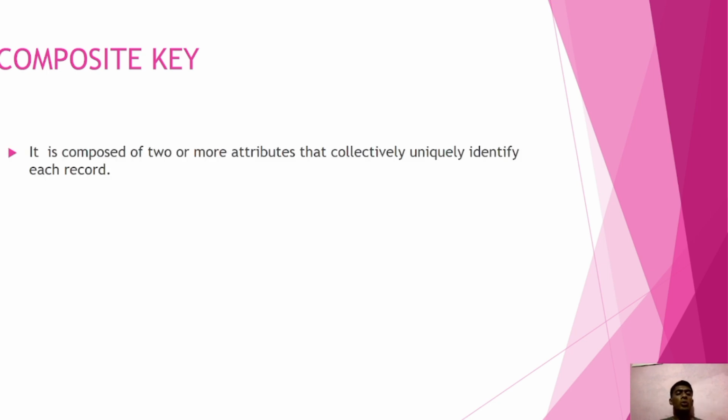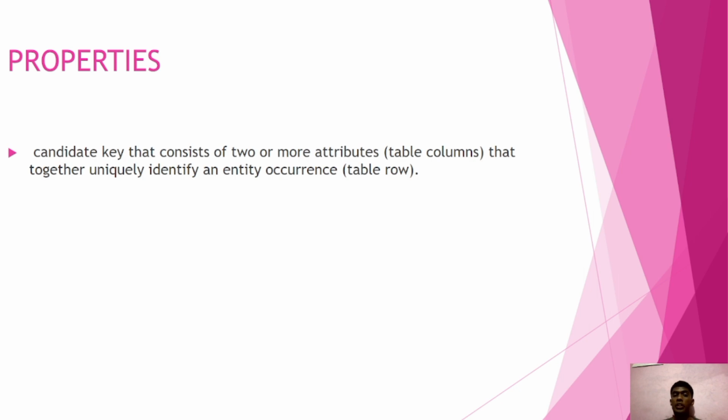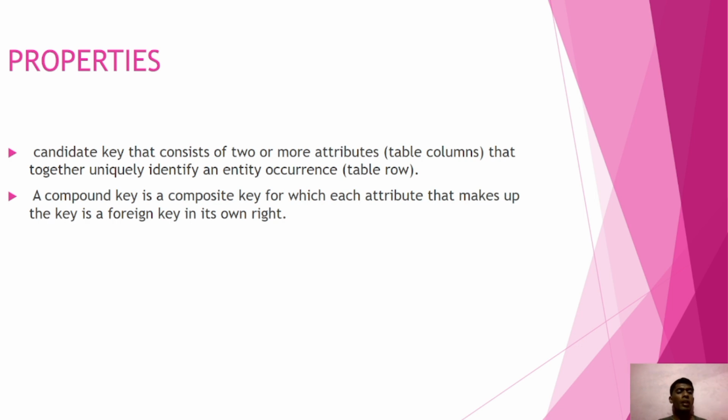Second last is the composite key. It is composed of two or more attributes that collectively uniquely identify each record. Okay. It is an example of a composite key. Properties of the composite key. The first property is that a candidate key can consist of two or more attributes that together uniquely identify either an occurrence of a table or row-wise. A compound key is a composite key where each attribute that makes up the key is a foreign key in its own right.